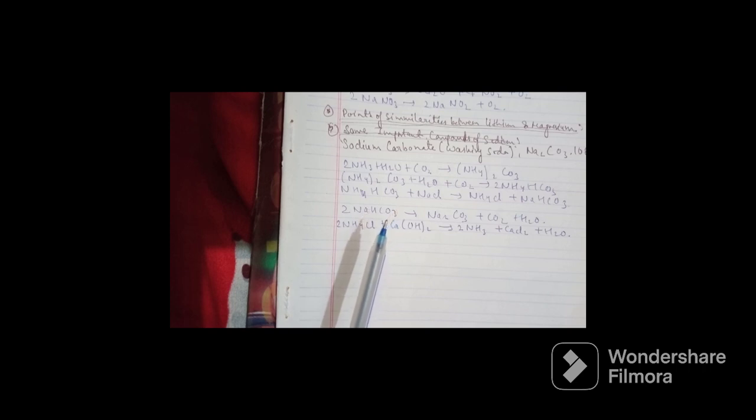So it may be mentioned here that the Solvay process cannot be extended to the manufacture of potassium carbonate, because potassium hydrogen carbonate is too soluble to be precipitated by the addition of ammonium hydrogen carbonate to the saturated solution of potassium chloride. Now we'll discuss the properties here.